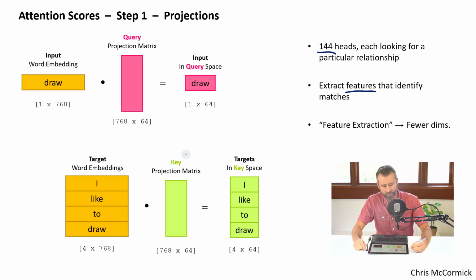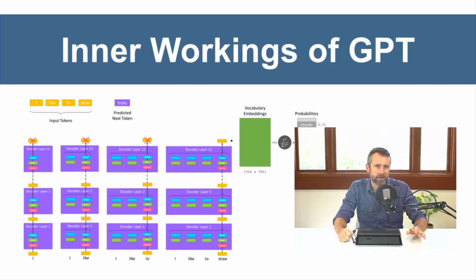Also, I think it's worth noting that usually when we do any kind of feature extraction, the number of dimensions goes down significantly. So we're going from a length 768 embedding down to length 64 in the query and key spaces. A quick sidebar here.